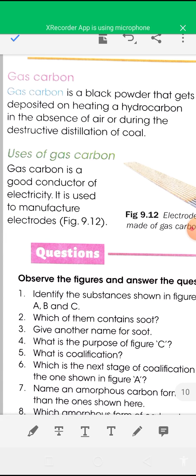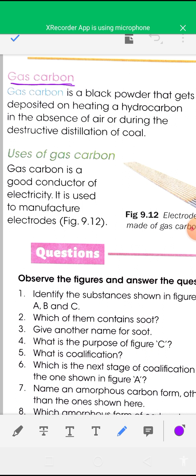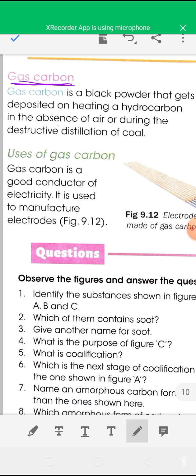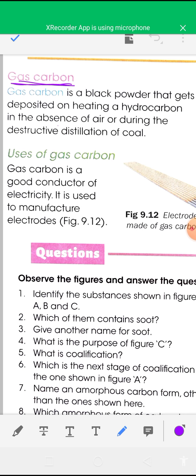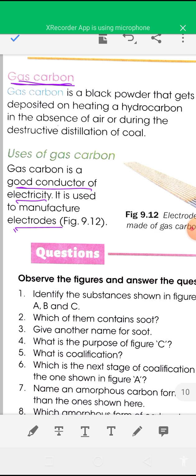Next is gas carbon, an amorphous form of carbon. Gas carbon is a black powder that gets deposited on heating a hydrocarbon in absence of air or during the destructive distillation of coal. Use of gas carbon: it is a good conductor of electricity, and it is used to manufacture electrodes.